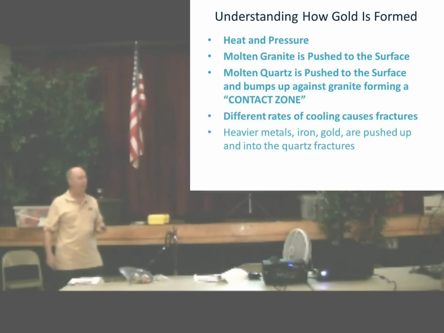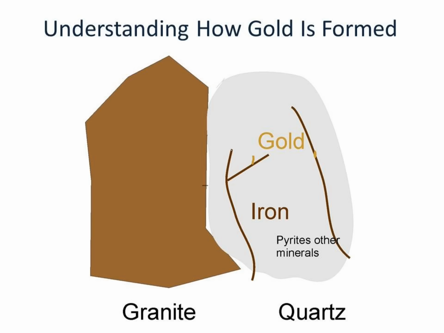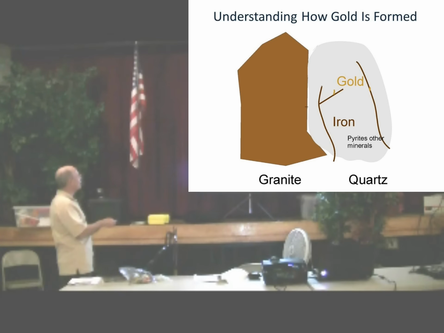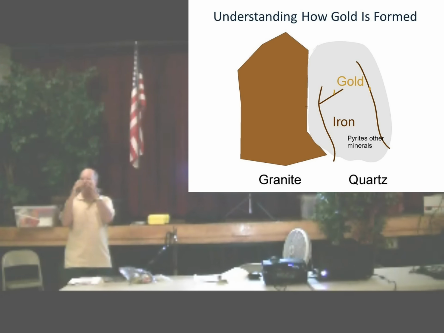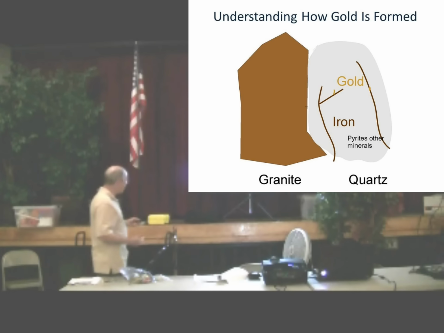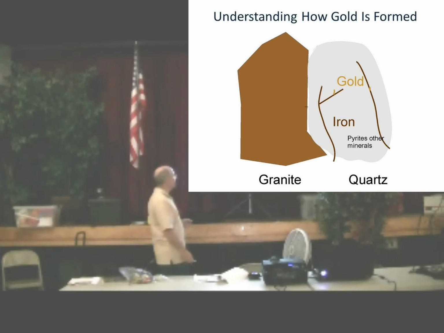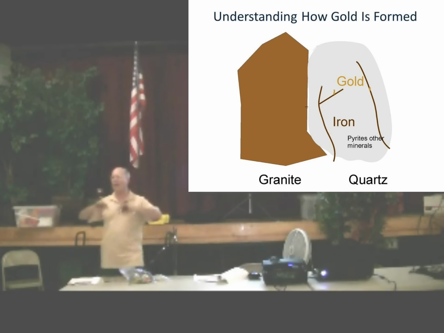Now we've got placer gold. All right, so here you go. You've got the quartz over here. You've got the granite over here. You've got these little fractures. You've got iron that gets shoved up in there, gold that gets shoved up in there, pyrites and other minerals. And you get these two things cooling at those different rates. Now, over time, millions and millions of years, all this stuff gets weathered down. That's how the gold gets liberated.